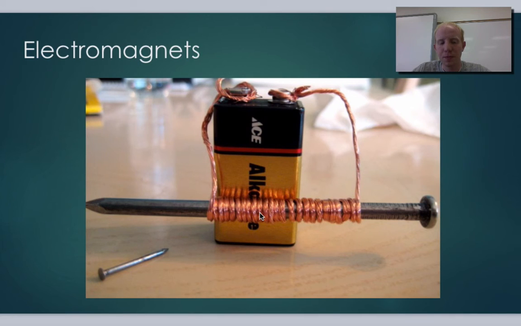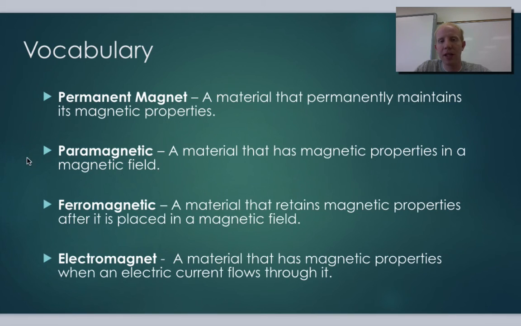But anyways, those are the different types of magnets: permanent magnets, paramagnetics, ferromagnetics, and electromagnets. And so that's just a basis of magnetism.